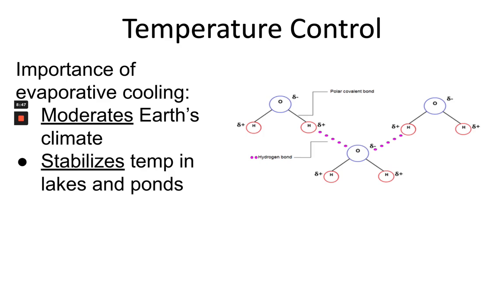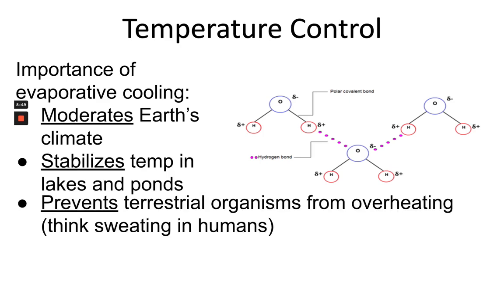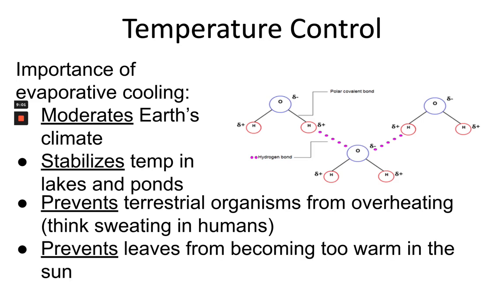It stabilizes the temperatures in lakes and ponds. It prevents terrestrial organisms such as ourselves from overheating through the process of sweating. And it prevents leaves and plants from becoming too warm in the sun. And so really, evaporative cooling and high specific heat come into play to regulate temperature both in the entire biosphere as a system, but also, at a smaller scale, within organisms themselves.